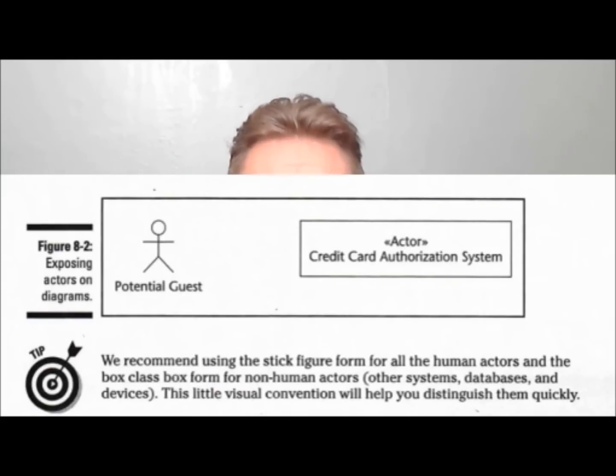Well, let's talk about exposing actors. And all this picture is doing is saying, hey, when the actor's a person, draw it as a stick figure, like this potential guest. And when the actor's a system, then draw it as a rectangle. So we know that it is a system and not a person. You can see the labeling here as well. That allows you to understand that you do know it's an actor, but you put it in a box because it's a system. So I recommend, if you have an actor that's a system, well, one, you have to use a box, but I would recommend labeling it as actor, so everyone's very clear about what's going on.